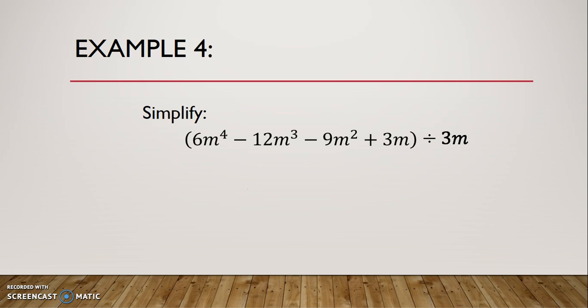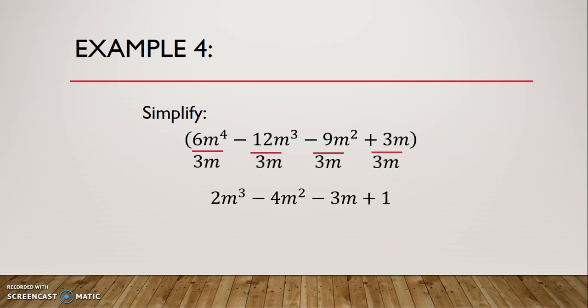Finally, let's look at one more example. It's just written a little different. If you find one written like this, what you need to do is take what you're dividing by, so in this case the 3m, and divide each part or each term by that 3m. So then, again, divide the coefficients and subtract the exponents. So we have 6 divided by 3, which would be 2, and m to the fourth divided by m to the first would be m to the third.